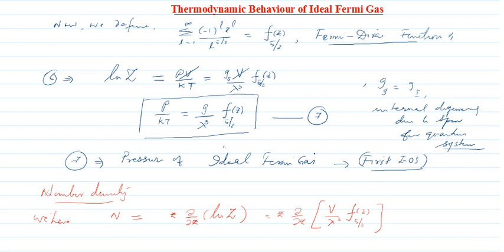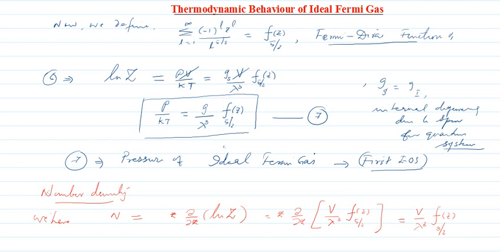Let me write the result first. This is equal to simply v by lambda cube. Finally you will be getting v by lambda cube times f of 3 by 2 of z, f 3 by 2 of z. So this is what we get.